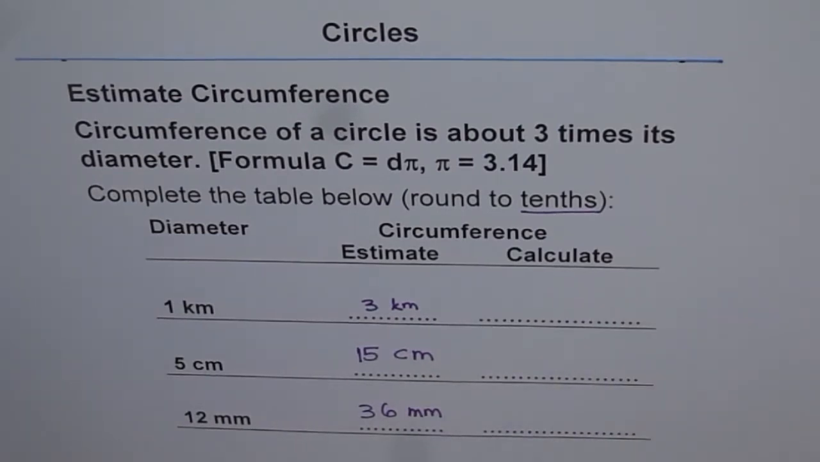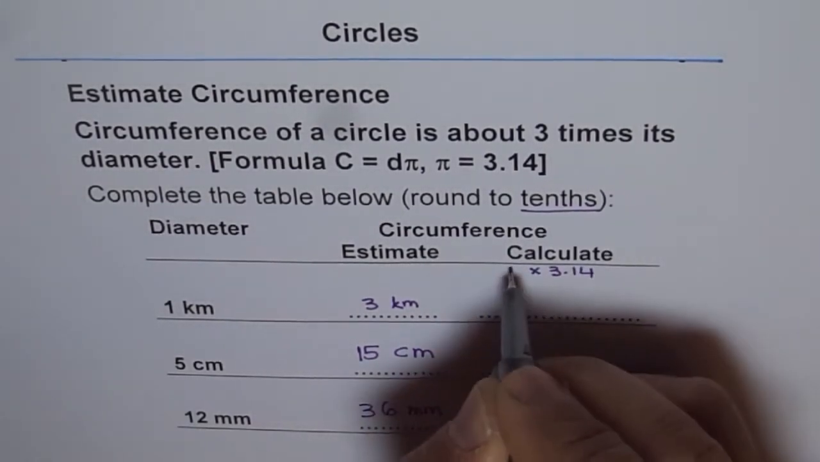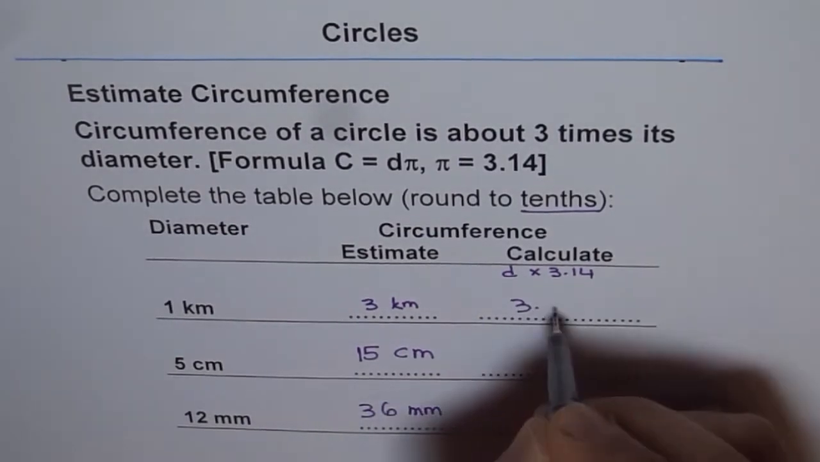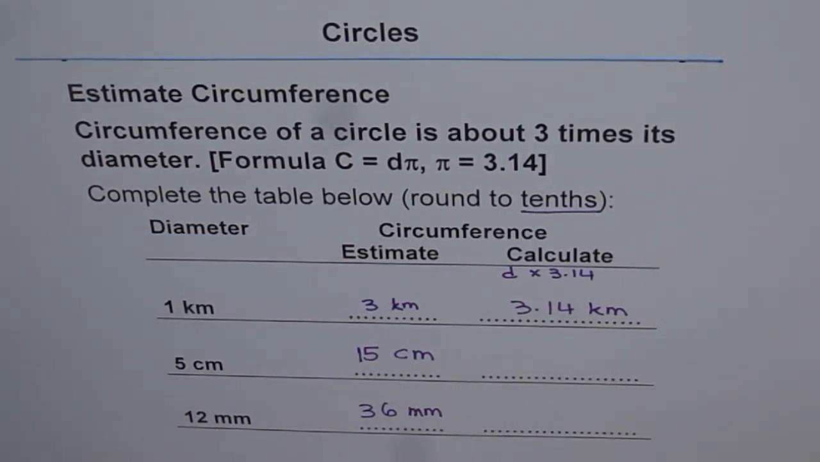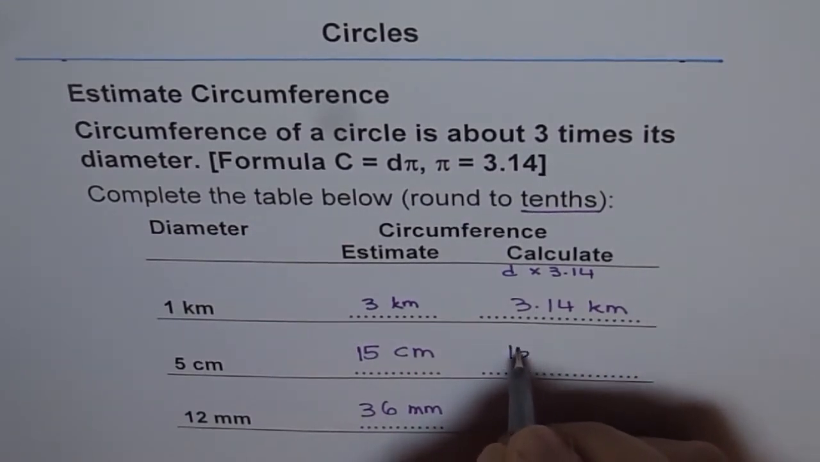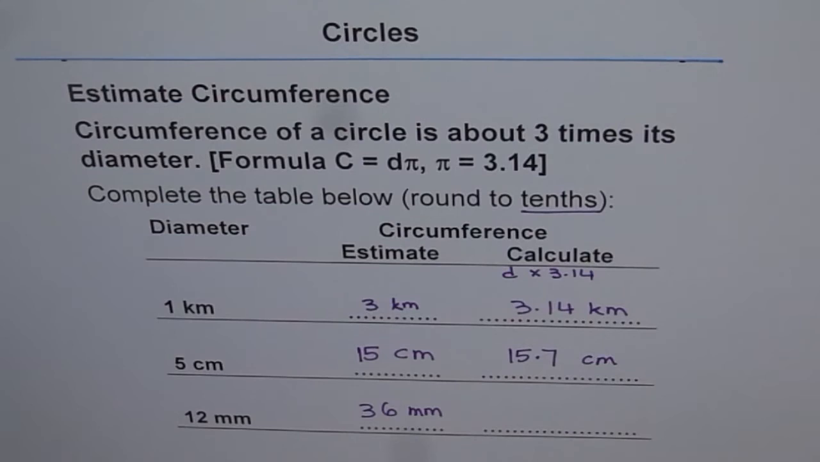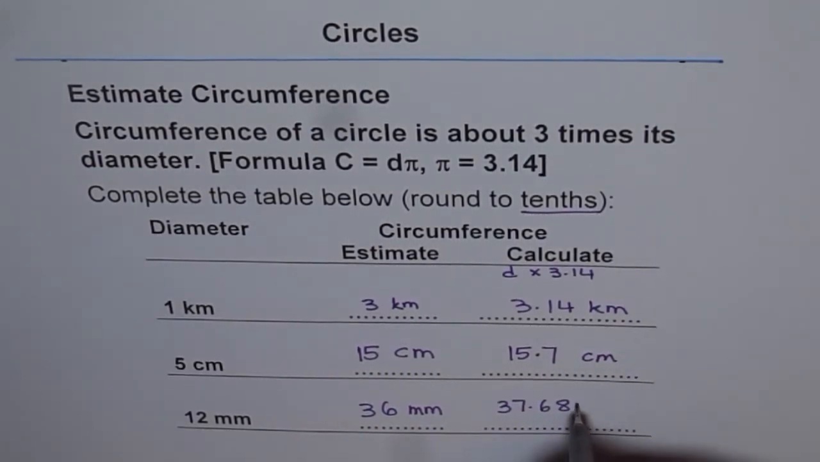Let's do our calculation. Now in calculation, we'll multiply these by 3.14. So what we need to do is calculate. That means we are times with 3.14. So diameter times 3.14. So 1 times 3.14 will give us 3.14, right? So there's no point using calculator, right? 3.14 kilometer, right? Now let's do 5 times 3.14. 5 times 3.14 is equal to 15.7. 15.7, and the units are centimeter. Lastly, 12 millimeter. So let's do 12 times 3.14, and we get 37.68. 37.68, right? Millimeters, right? Okay.